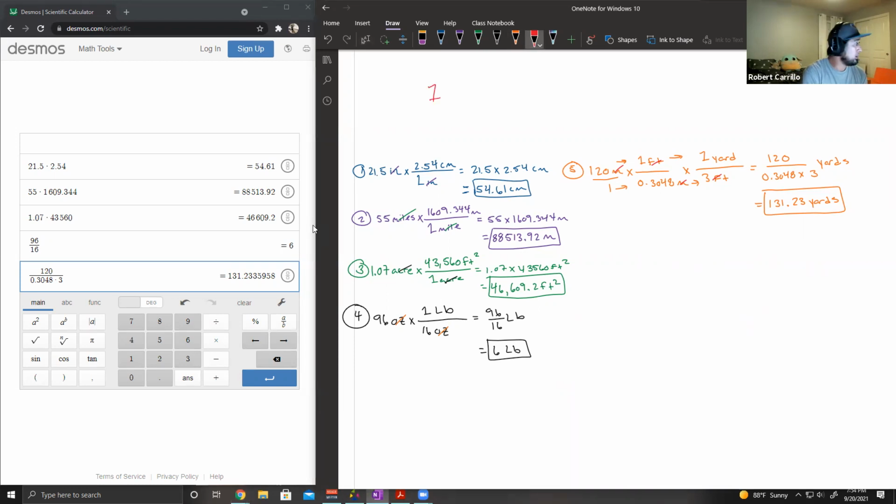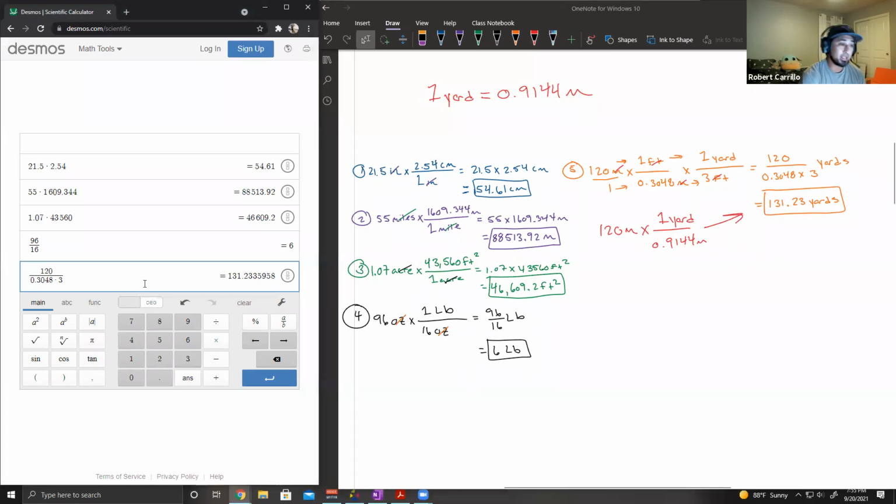We have that 1 yard is equal to 0.9144 meters. So if we had that conversion, you could have just done this: 120 meters times 1 yard over 0.9144 meters, and we would get that same answer.